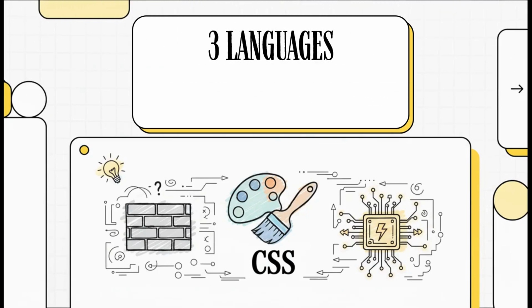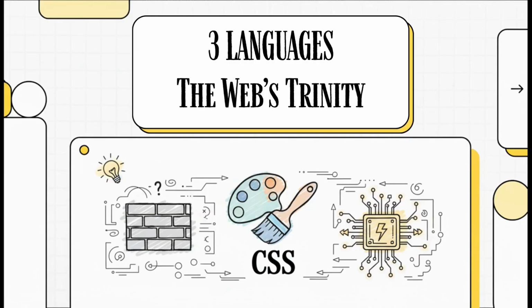Welcome to the Explainer. So, have you ever stopped and wondered what the internet is actually made of? It seems incredibly complex, right? But what if I told you that pretty much every single website you've ever visited is built on just three core technologies? Today, we're going to break down that trinity, and we're going to use a simple analogy that I think you'll get right away.